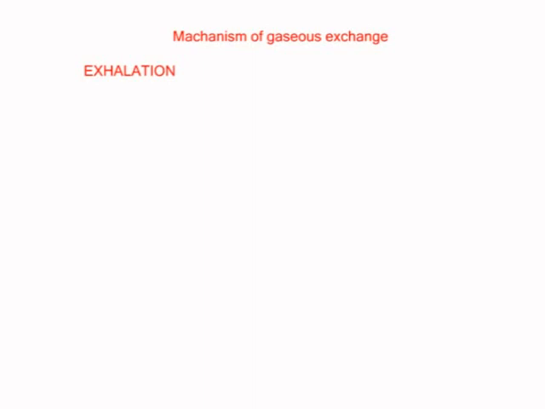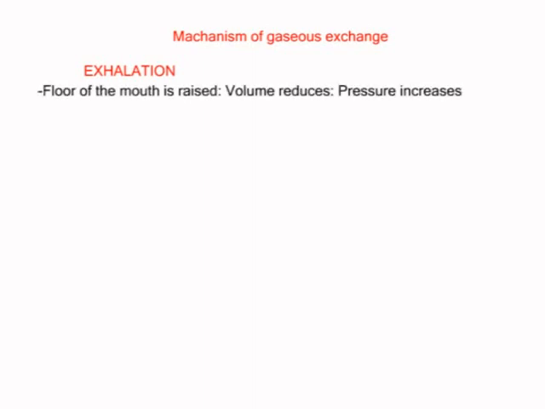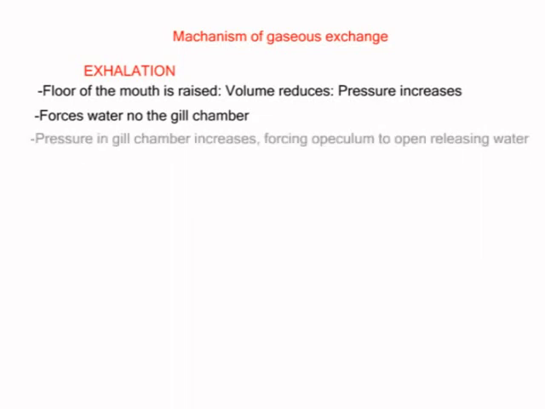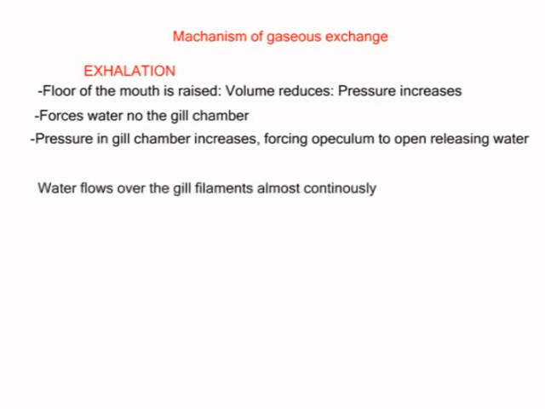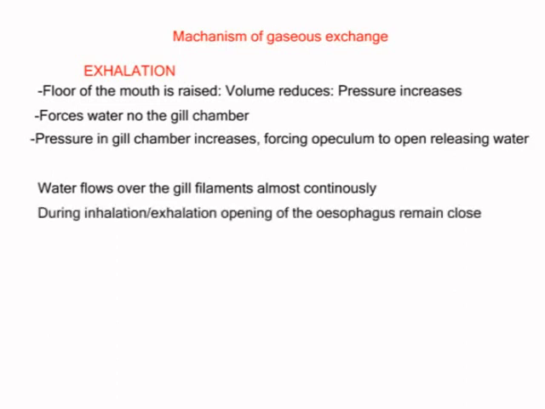Exhalation. During exhalation, the floor of the mouth is raised, volume is reduced, and pressure is increased. This forces water into the gill chamber. Pressure in the gill chamber increases, forcing the operculum to open and release the water. Now, water flows over the gill filaments almost continuously. Meanwhile, during inhalation and exhalation, the opening of the esophagus remains closed so that water doesn't enter.